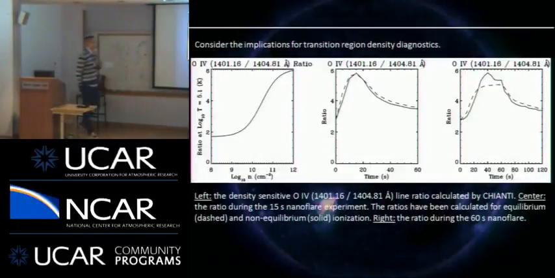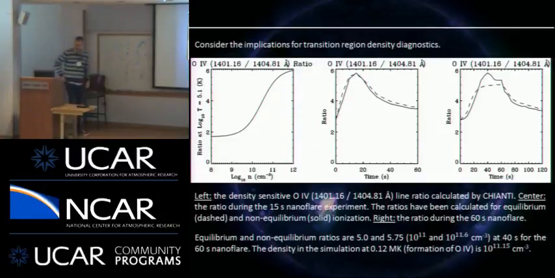And there are interesting implications here for things like density diagnostics in the transition region, which we've already talked about. There's an oxygen-4 line pair that it seems might be fairly sensitive to this. So this is the Chianti predicted line ratio as a function of density. And we find, again, for the 15-second nanoflare, actually, it's not too bad. The equilibrium and non-equilibrium ratios are kind of similar. But for the longer period nanoflare, the non-equilibrium calculation predicts a higher ratio. And if you figure out what that is, then we find that the non-equilibrium calculation predicts a density of about 0.6 dex higher than the equilibrium calculation.